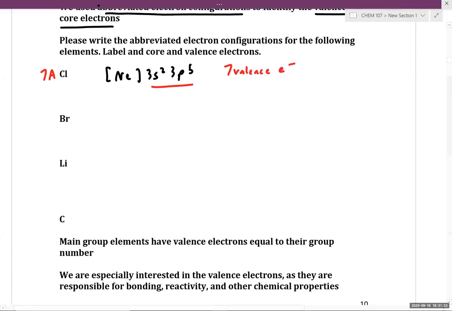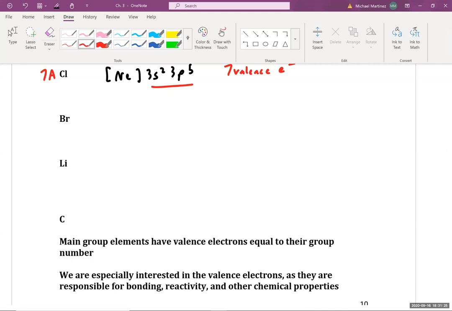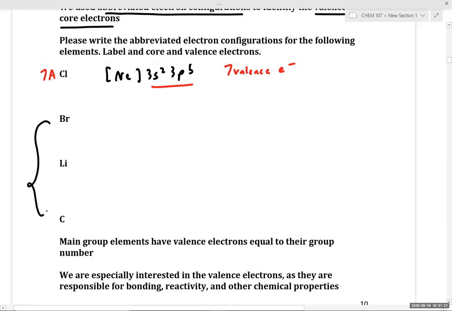So what I'd like you to do is write the abbreviated electron configurations for these 3 elements, and identify the valence electrons. And we'll discuss this example in about 3 minutes.